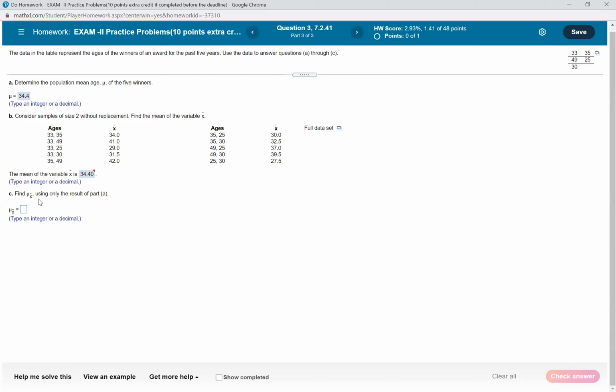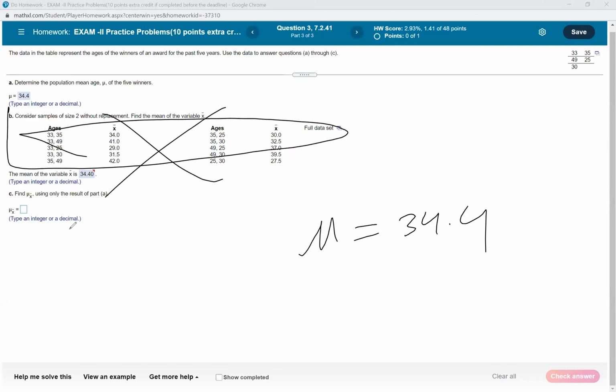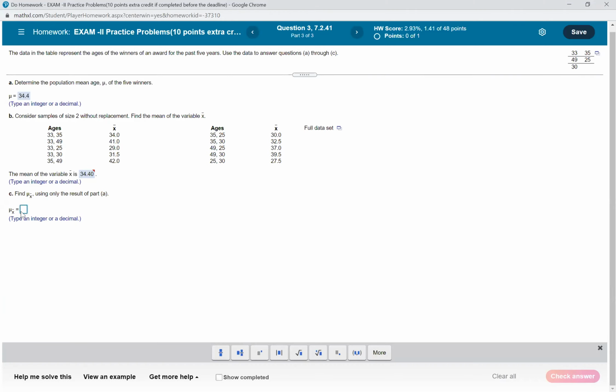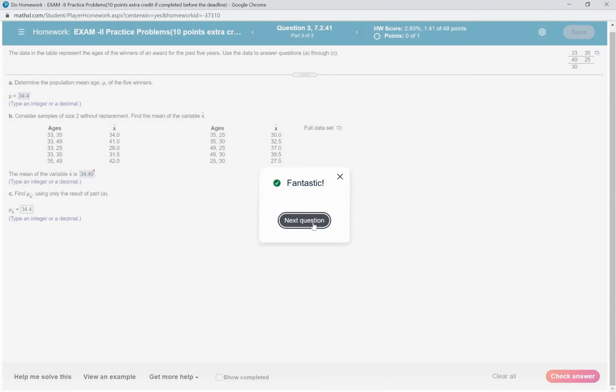Find the mu x bar using only the result of part A. So if the population mean mu is 34.4, and for example we do not have this information, how do we find this mean mu x bar? We know that mu x bar is mu, right? So this will also be 34.4. So this mean is 34.4. Okay.